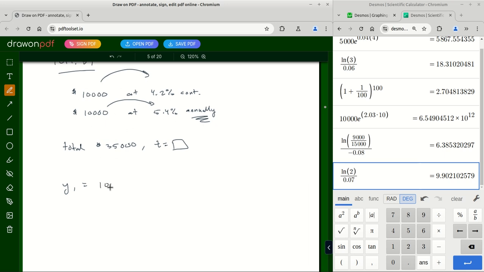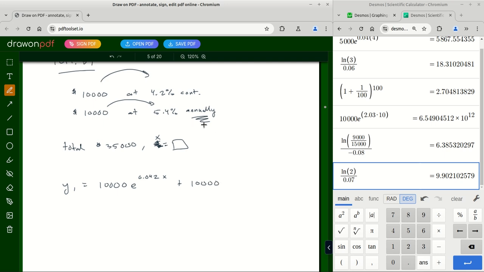And so I'm going to say it's 10,000 times e to the point... Oh, I put a negative there again. There I go, negatives. Negative does not belong there. 4.2%, and then times, and it's not going to be a t. You've got to use an x, because Desmos graphing doesn't like t. It wants an x. So there's 10,000 in the first account plus the 10,000 in the other account.